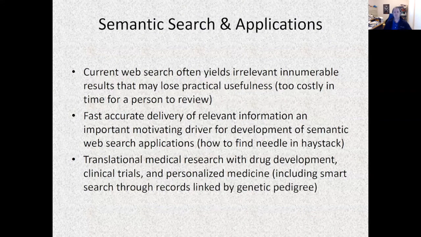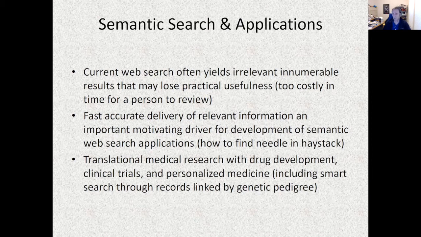Hopefully, we will be able to eventually apply these kinds of searches in a meaningful way, where we don't have the kinds of challenges that we have today, where sometimes it can be very, very difficult to find that needle in the haystack.